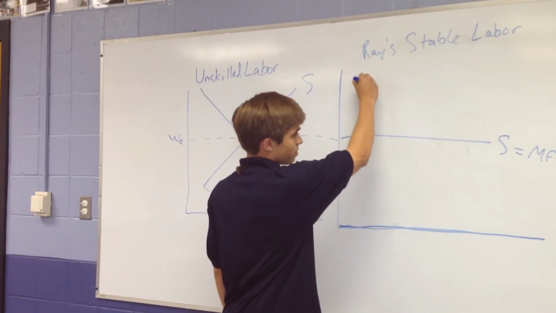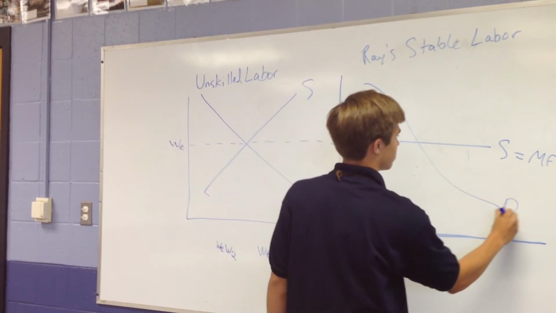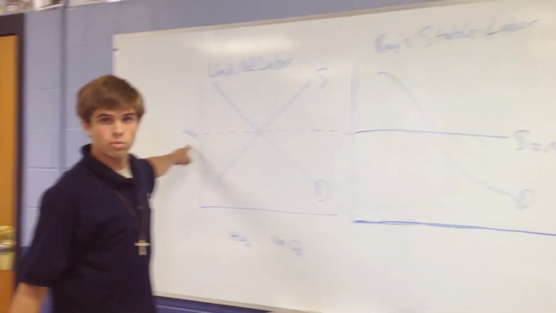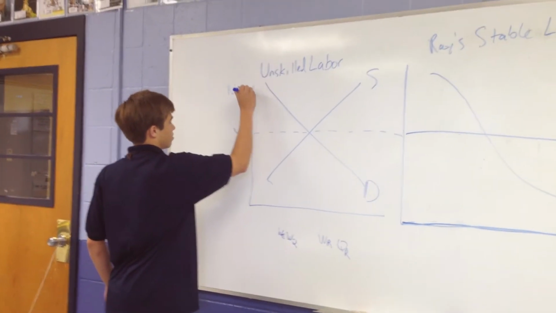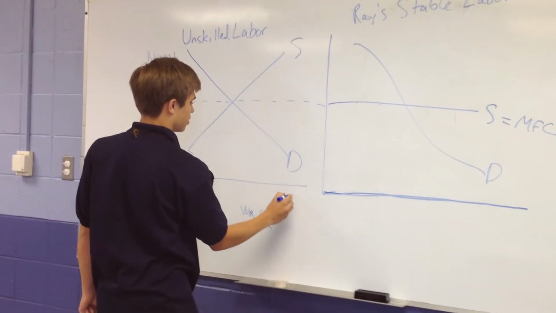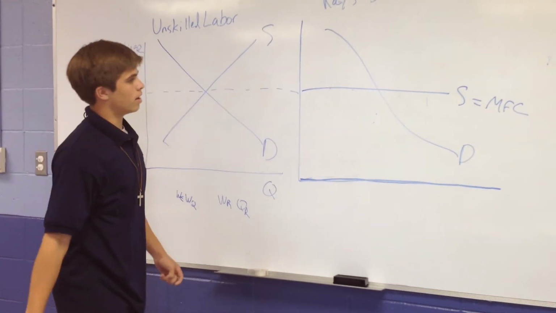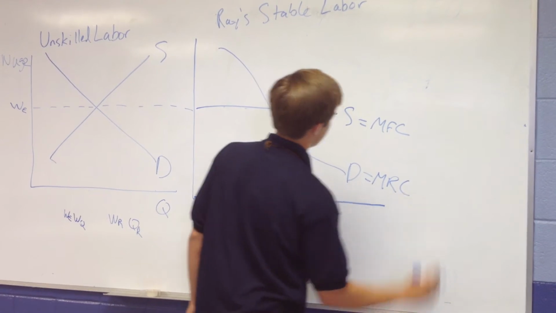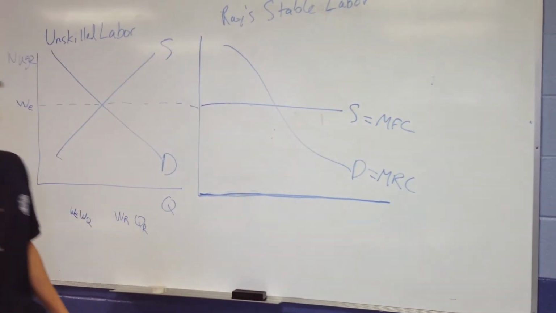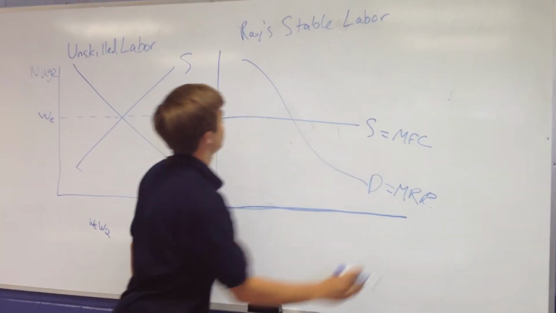Nick, on both axes, can you tell us what does the W stand for? We know that, but what's the W stand for? Could you label the entire axis? Very good. The price of labor, the wage, yeah. Quantity here. And their demand is equal to their marginal revenue product, MRP, marginal resource product.